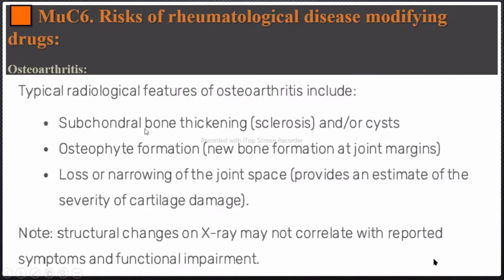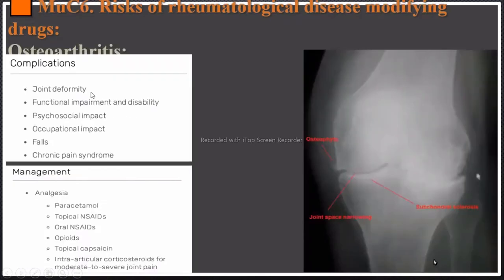So subchondral bone thickening, sclerosis, osteophyte formation, loss or narrowing of joint space. Structural change on X-ray may not correlate with reported symptoms and functional impairment. Here, complications can be a question: joint deformity, functional impairment and disability, psychosocial impact, occupational impact, falls, chronic pain syndrome.